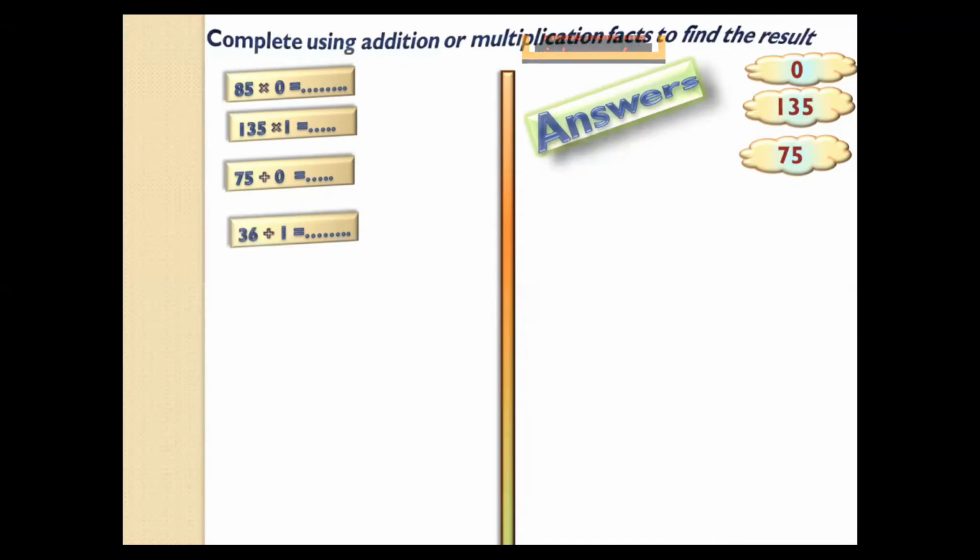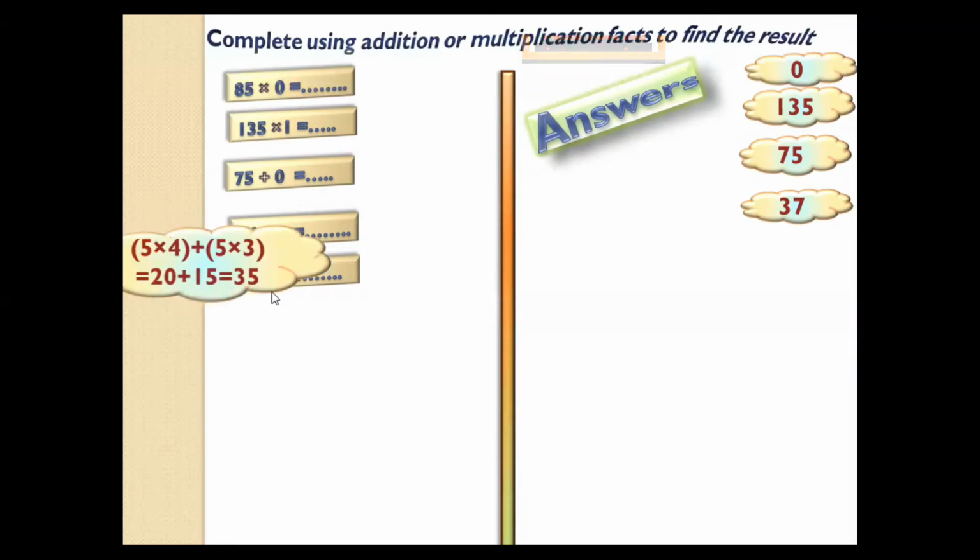36 plus 1. When you add number 1 to any number, you will get the number that comes after that number. What is the number that comes after 36? Yes, 37. So the result here is 37.